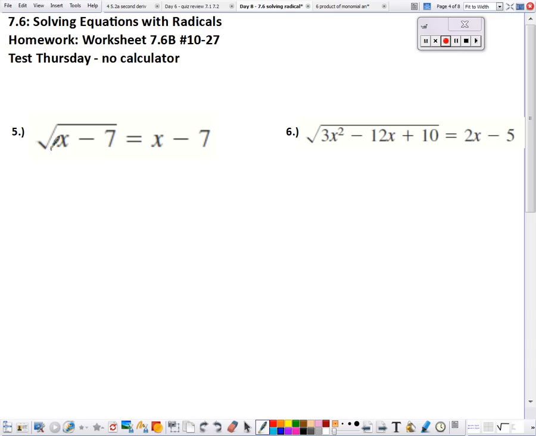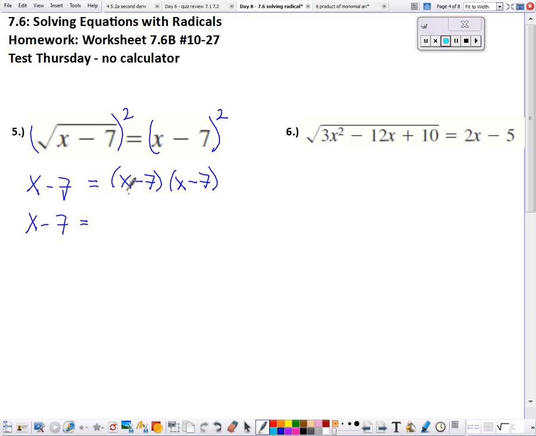Okay, so now that we have 5, to eliminate this radical, I'm going to square both sides. But be really, really careful. On the left, that eliminates my radical. On the right, that means that binomial multiplies by itself. So we have to distribute the x, distribute the negative 7. Combine our like terms.